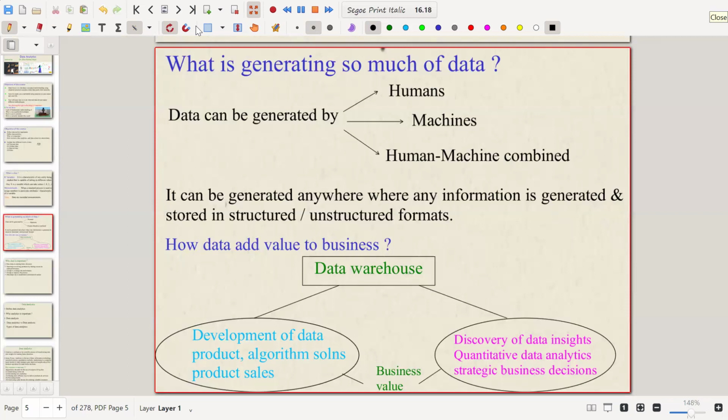Whenever a customer comes, he is generating data. So a shopkeeper is generating data. Therefore you can see why we have written humans here. Humans generate data. Machines also generate data. Can you give an example of how machines generate data?